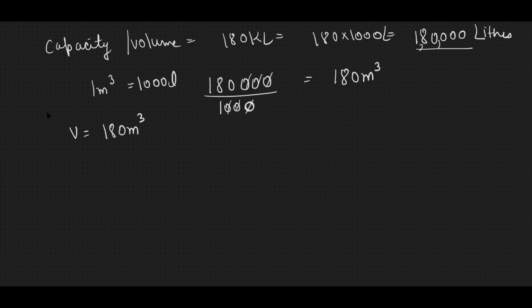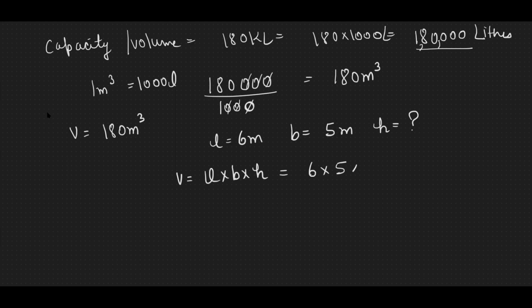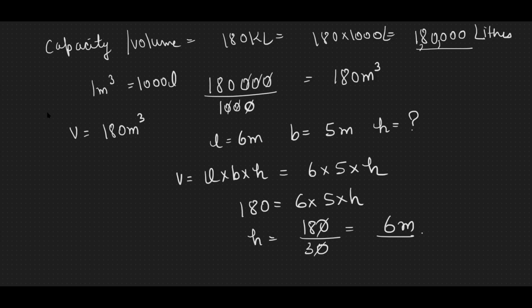Okay. And if the length and breadth of the tank are respectively 6 meter, 5 meter, length is 6 meter, breadth is 5 meter, find the height or the depth, same thing. So volume equals L into B into H, 6 into 5 into H. So 180 equals 6 into 5 into H. So H equals 180 over 30, which is 6 meters. This will be your answer, children.